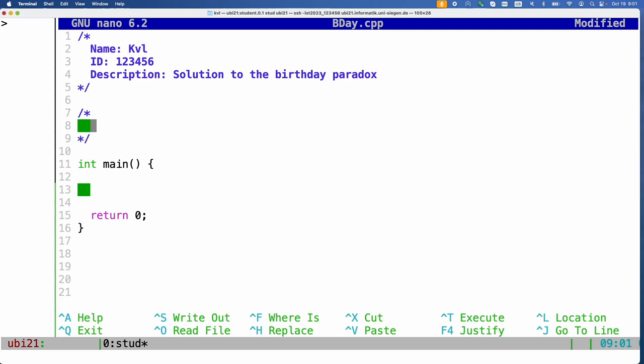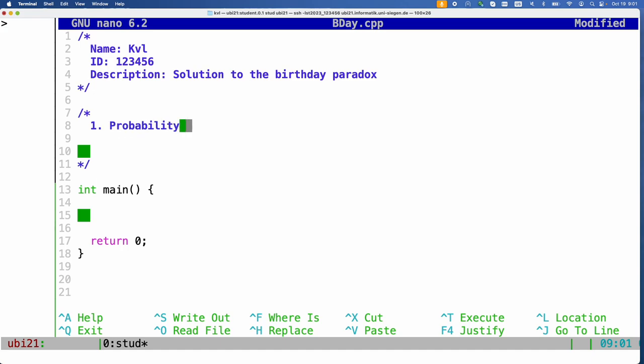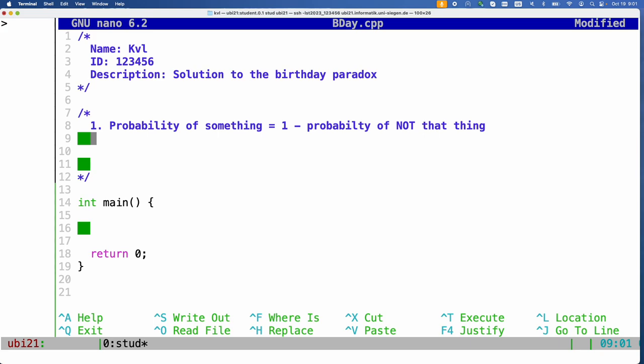I'm not sure how many of you have seen probability theory, but it's actually very easy to understand what we're going to do. So first of all, the first trick we're going to use from probability theory is that the probability of something is the same as 1 minus the probability of not that thing. That is very wishy-washy. My maths teacher would definitely not like that type of explanation. But I guess you get the gist of it.